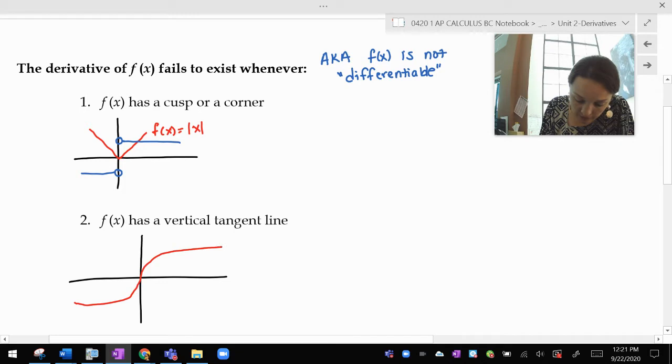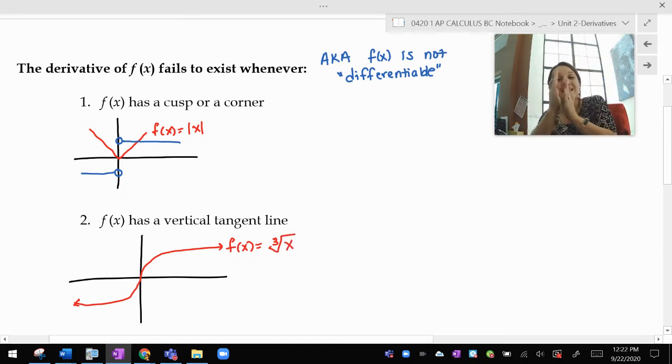If I look at this graph right here, and this would be f of x is equal to the cube root of x. Right at 0, that has an instantaneous vertical tangent line as it tilts around. But a vertical tangent line would mean that the slope is undefined, and since slope and derivative are synonymous, that means my derivative is undefined.